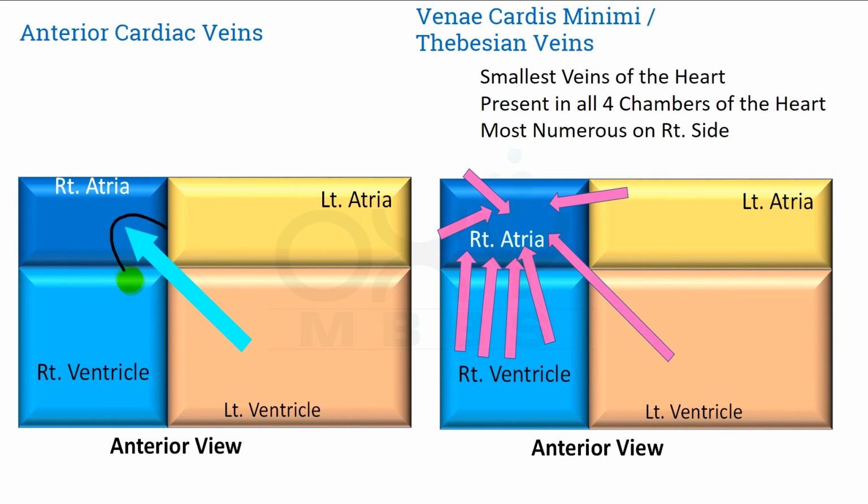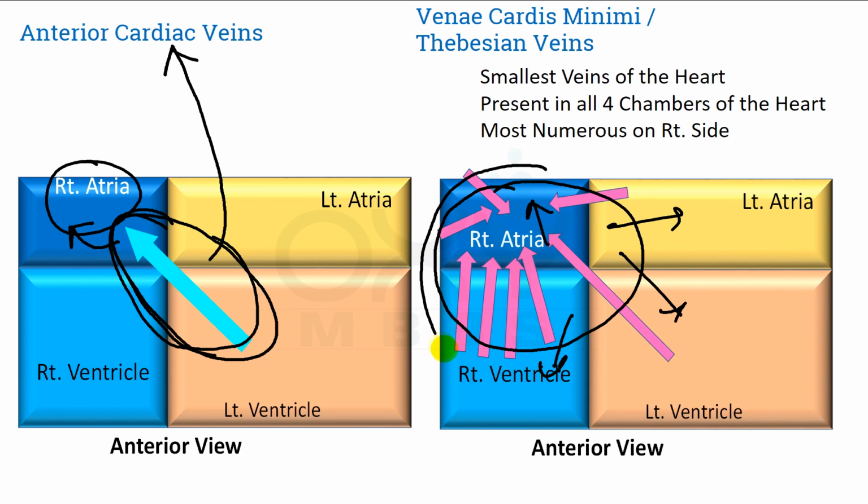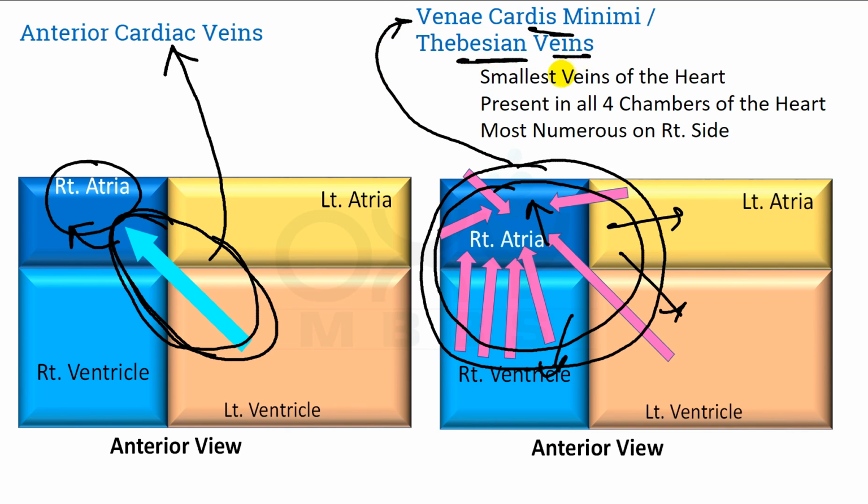Now friends, these large veins which are present on the anterior side drain directly into the right atrium. So these are the anterior cardiac veins which directly drain into the right atrium. And these are very small cardiac veins which are present in all four chambers of the heart, and these smallest veins of the heart are called venae cordis minimae, also called Thebesian veins, and these Thebesian veins are very numerous on the right side of the heart.